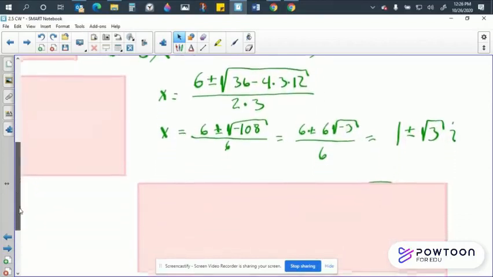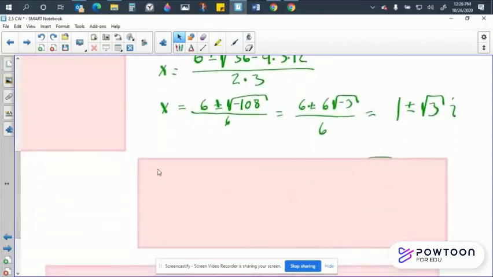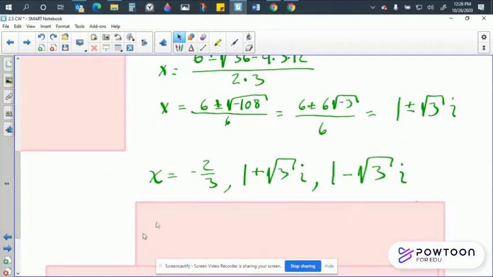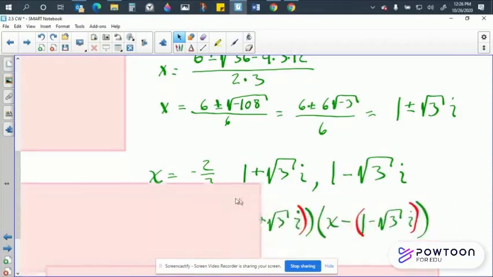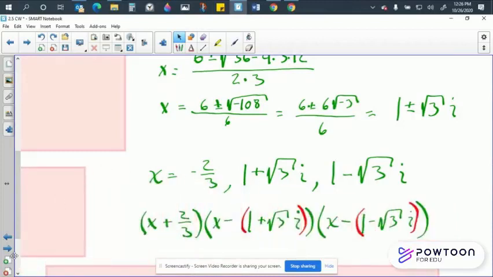That gives us our 3 zeros of negative 2/3, and 1 plus or minus the square root of 3i. Now my list of linear factors would then be x plus 2/3, and x minus our complex number, and x plus our complex number.